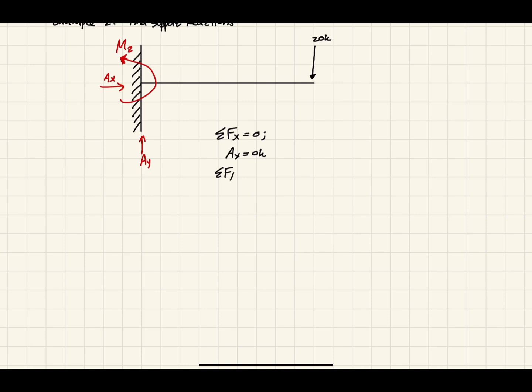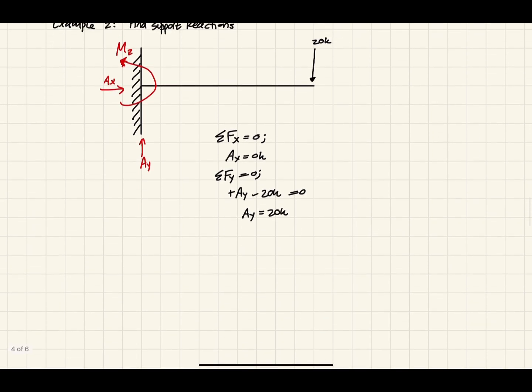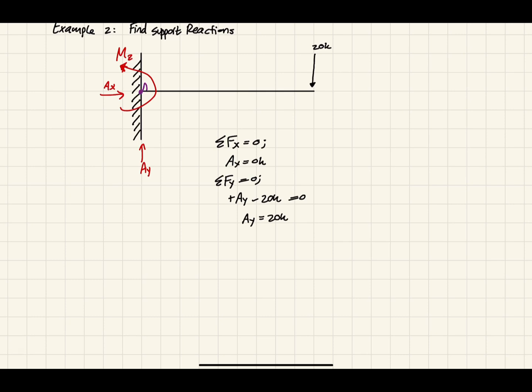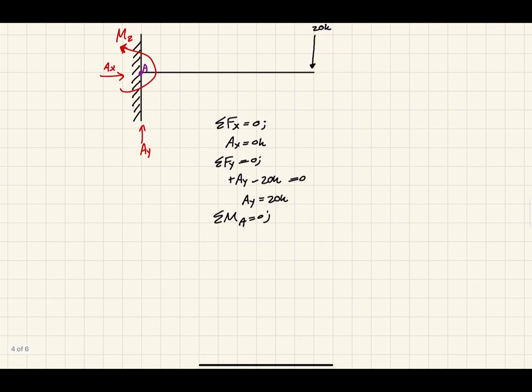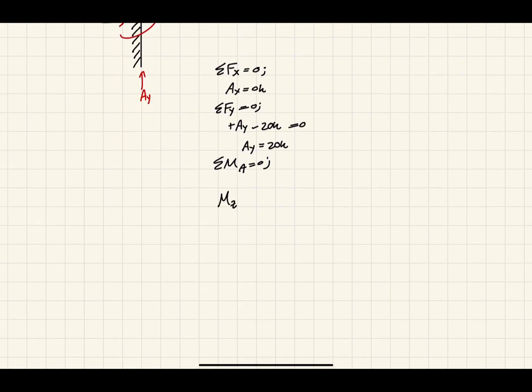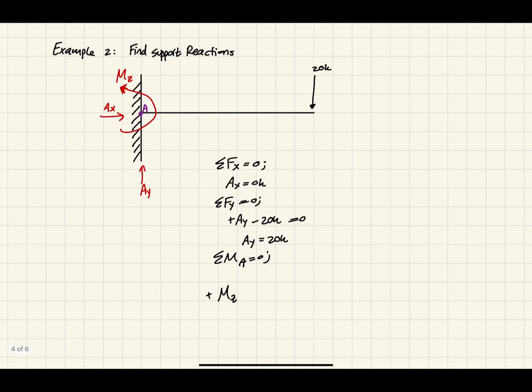Now for the sum of the forces in the Y direction, that's where it's different. So we have the positive AY minus the 20 kips equals 0. So AY must be equal to 20 kips. Yep, looks good. So now I want to take moments about A. If I take moments about A, we have that MZ reaction. It's positive because we're denoting counterclockwise as positive and clockwise as negative.